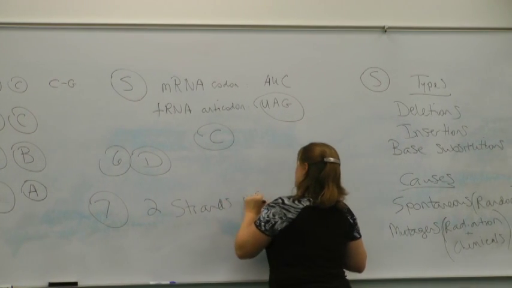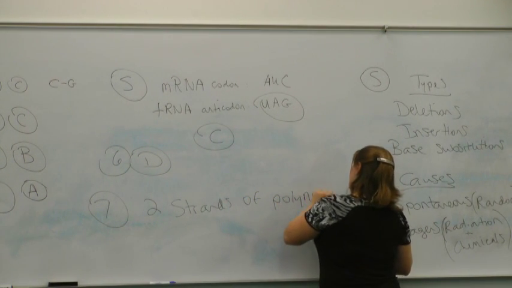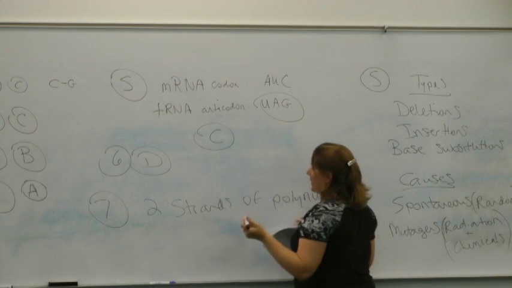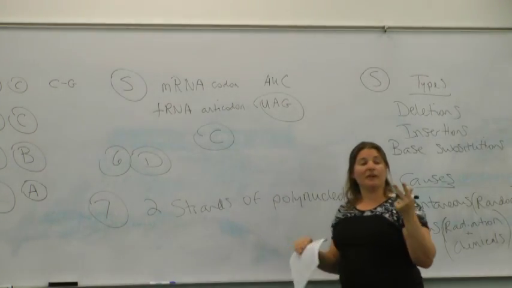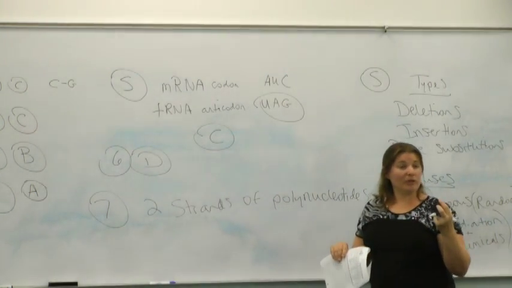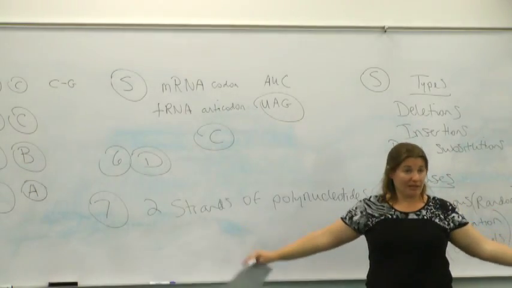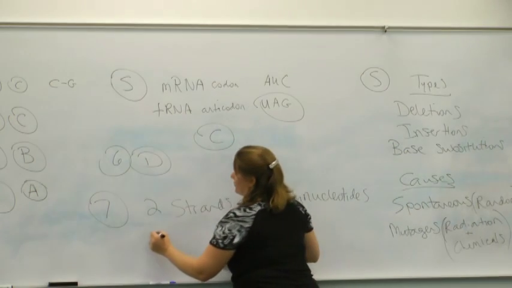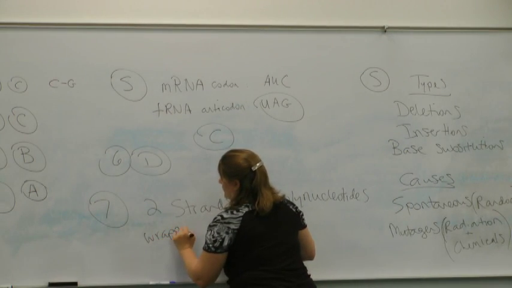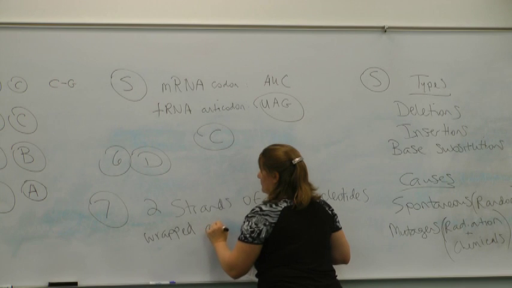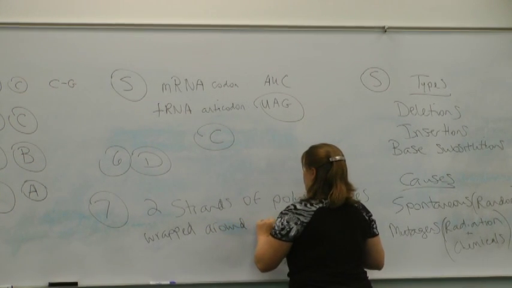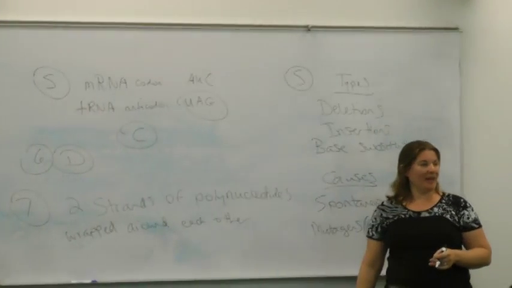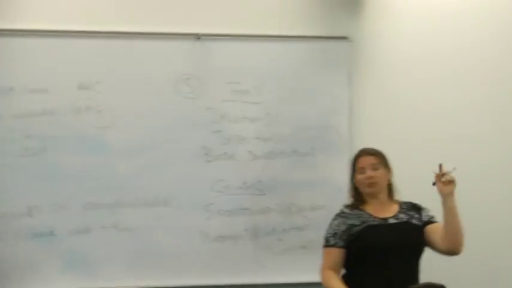2 strands of polynucleotides. Nucleotides are the building block of DNA. So like one sugar group, one phosphate group, one nitrogen base makes it a nucleotide. But you've got like millions of those all linked together. And then you've got 2 separate strands of them all wrapped around each other. And that makes up your double helix. It has to be poly, that's more than one. That's right, because it's many nucleotides all wrapped around each other.